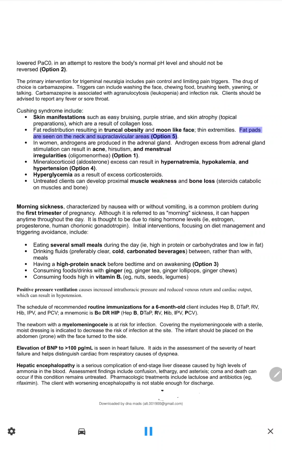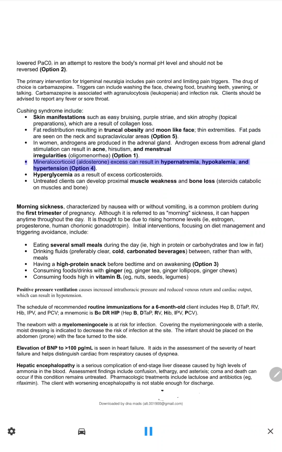Option 5. In women, androgens are produced in the adrenal gland. Androgen excess from adrenal gland stimulation can result in acne, hirsutism, and menstrual irregularities, oligomenorrhea. Option 1.